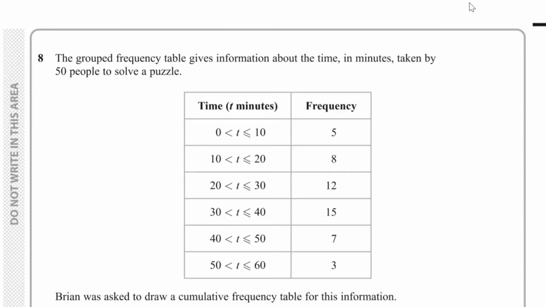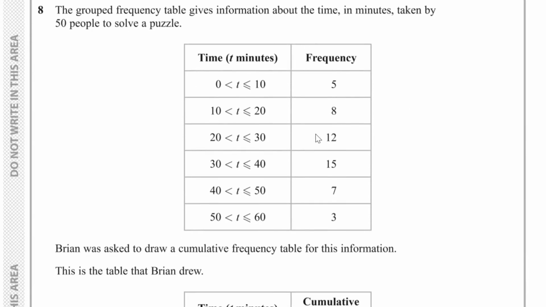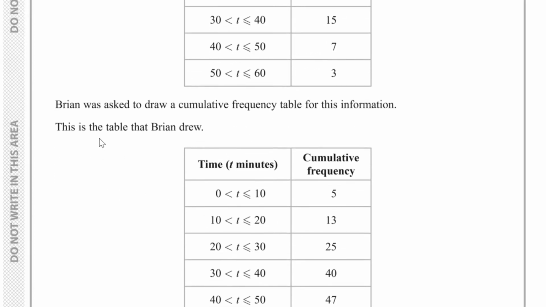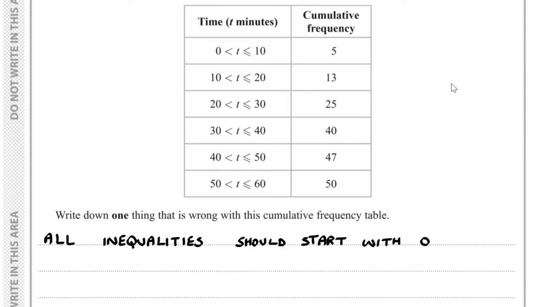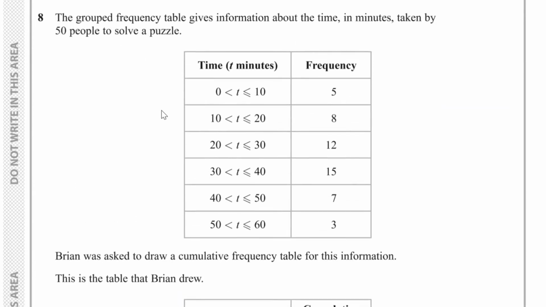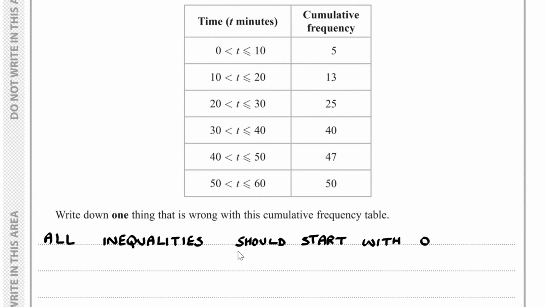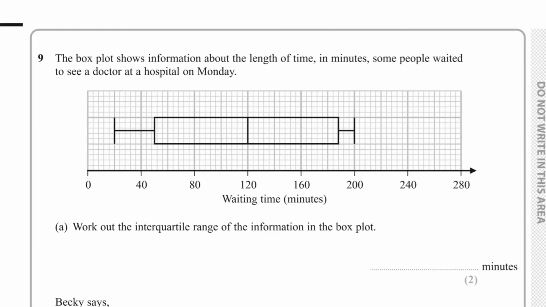Question number 8. The grouped frequency table gives information about the time in minutes taken by 50 people to solve a puzzle. Brian was asked to draw a cumulative frequency table for this information. This is the table that Brian drew, and what we have to do is write down one thing that is wrong with this cumulative frequency table. Well, because we've got a grouped frequency table, all the inequalities should start with 0, and so that's what's wrong. Here, all of the inequalities do not start with 0.